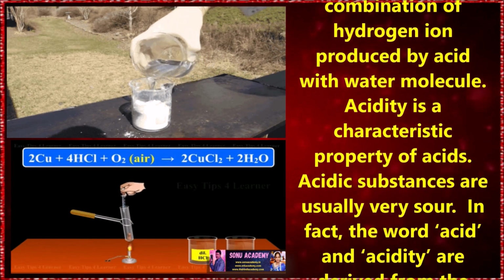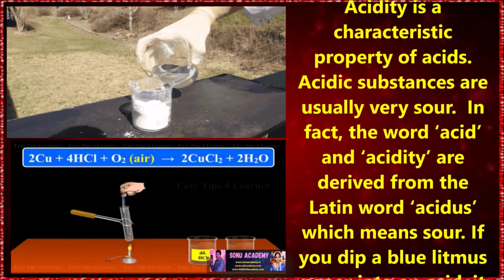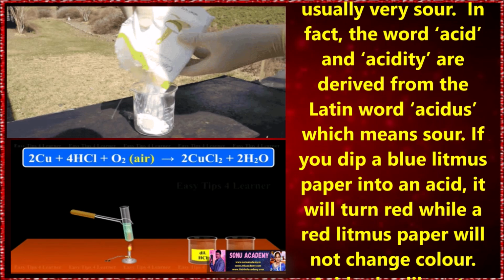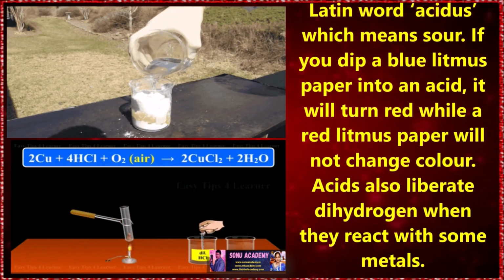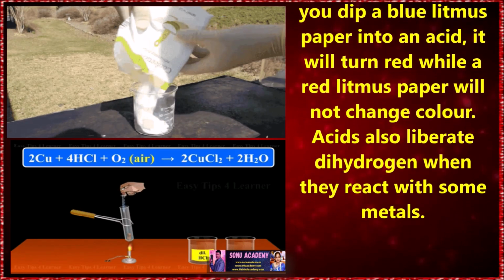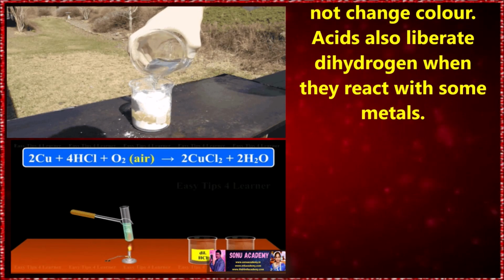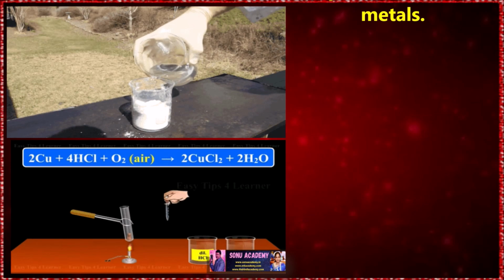Acidity is a characteristic property of acids. Acidic substances are usually very sour. In fact, the words acid and acidity are derived from the Latin word acidus, which means sour. If you dip a blue litmus paper into an acid, it will turn red, while a red litmus paper will not change color. Acids also liberate dihydrogen when they react with some metals.